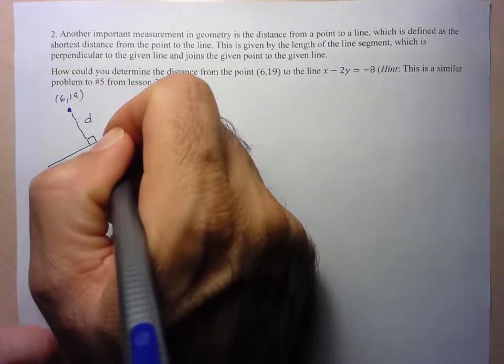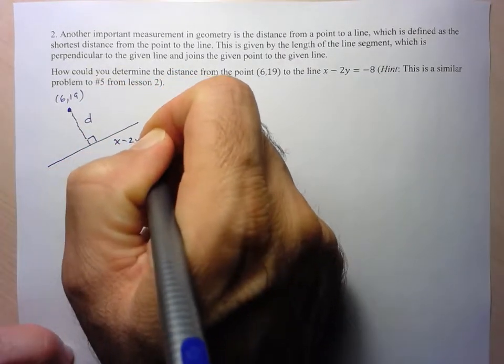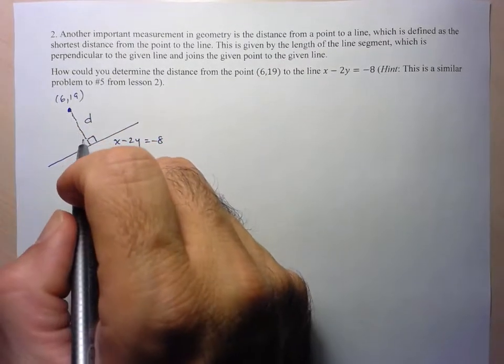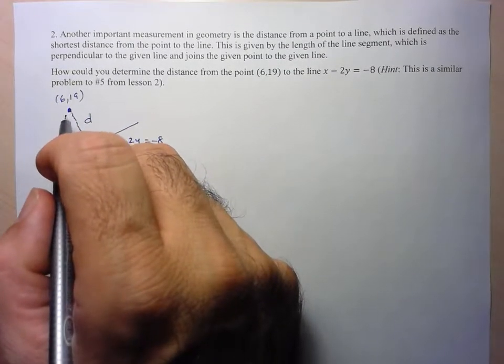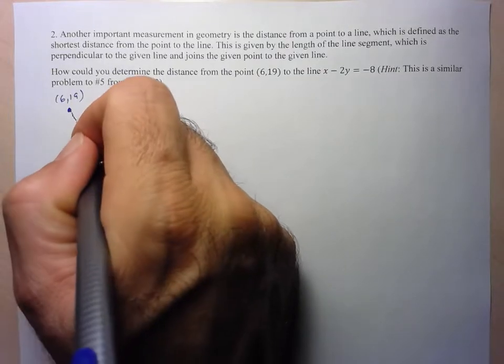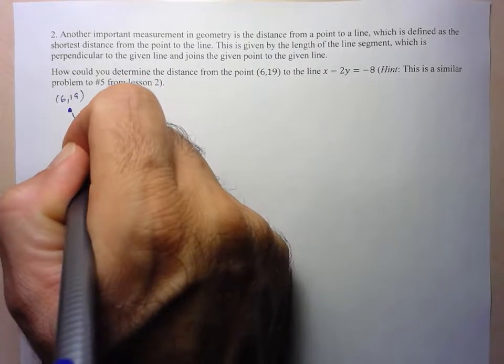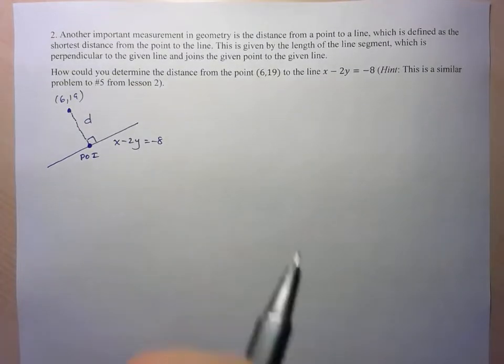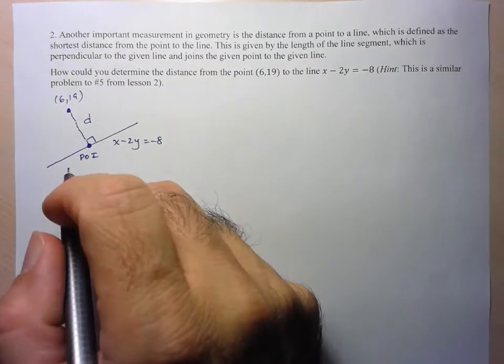And the line here is x minus 2y equals -8. So if we want to find the length of this line segment, well, we need not just one point, we also need the other endpoint. So our goal is to determine this point of intersection. Sorry about that. So how are we going to do that?